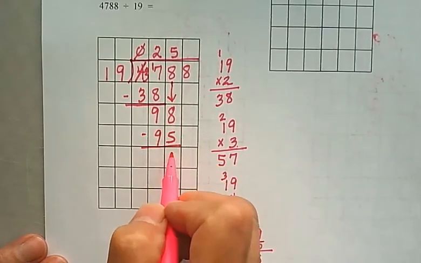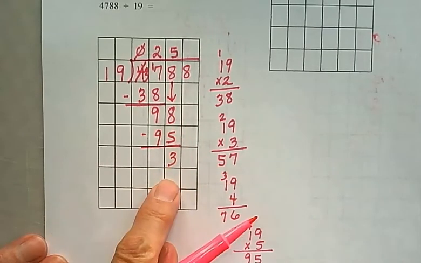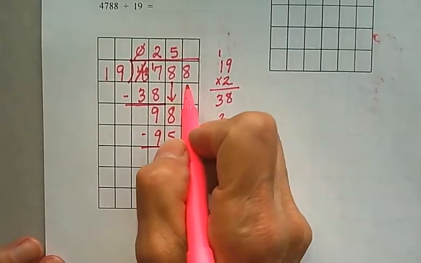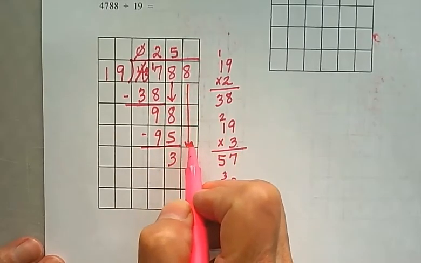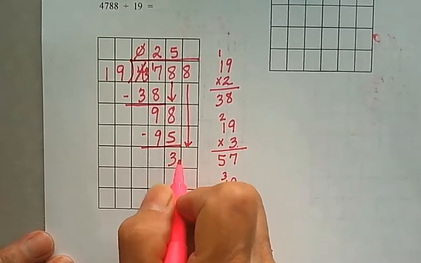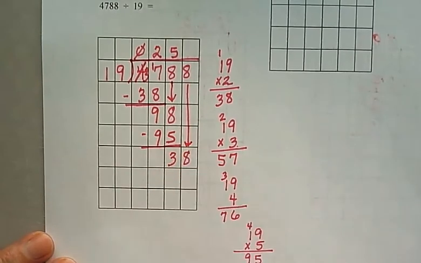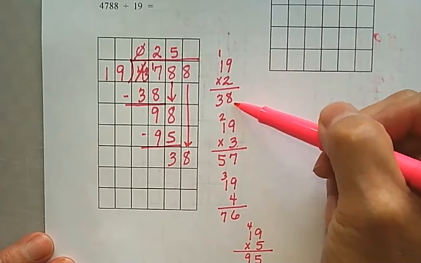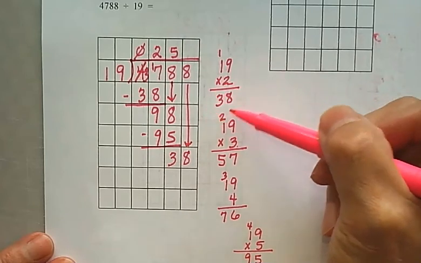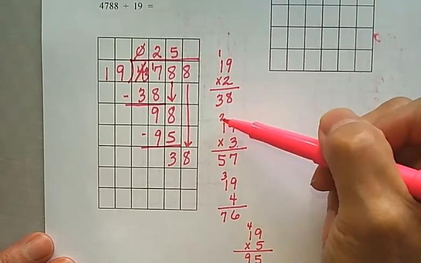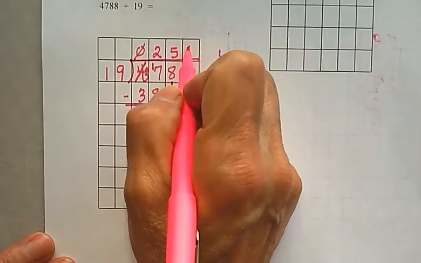8 minus 5 is 3. Is 3 less than 19? It is. Bring down. Remember, divide, multiply, subtract, bring down. 38. Now, nice thing is I already have a 38 here, don't I? So I can go back and look right here. I've got a 38. So I know that 19 times 2 will give me 38.